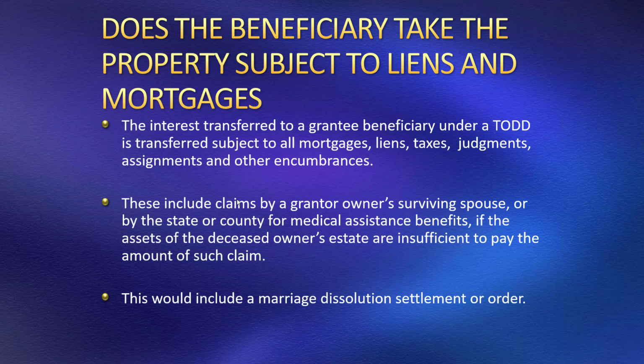Does a beneficiary take the property subject to liens and mortgages? The interest transferred to a grantee beneficiary under a transfer on death deed is transferred subject to all mortgages, liens, taxes, judgments, assignments, and other encumbrances. These include claims by a grantor owner's surviving spouse, or by the state or county for medical assistance benefits if the assets of the deceased owner's estate are insufficient to pay the amount of such claim. This would include a marriage dissolution settlement or order.